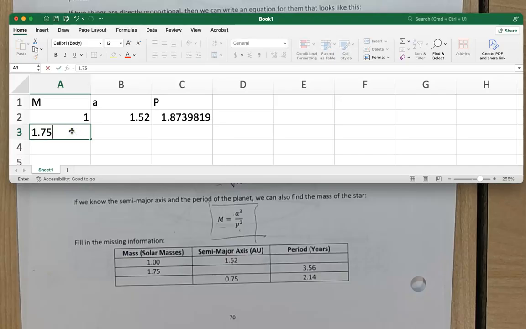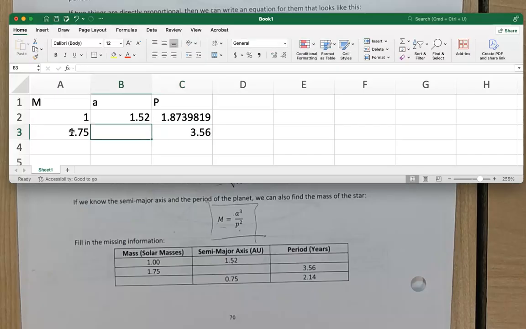Okay. If we do this, 3.56, and we say, okay, you've discovered a planet, let's say. What kind of scenario are we talking about here? Let's say we've discovered a planet. That planet is orbiting around a 1.75 solar mass star. And then you discover that planet orbits its star every 3.56 years. Well, how far away must the planet be from its star? What is the distance between that star and that planet orbiting around it?